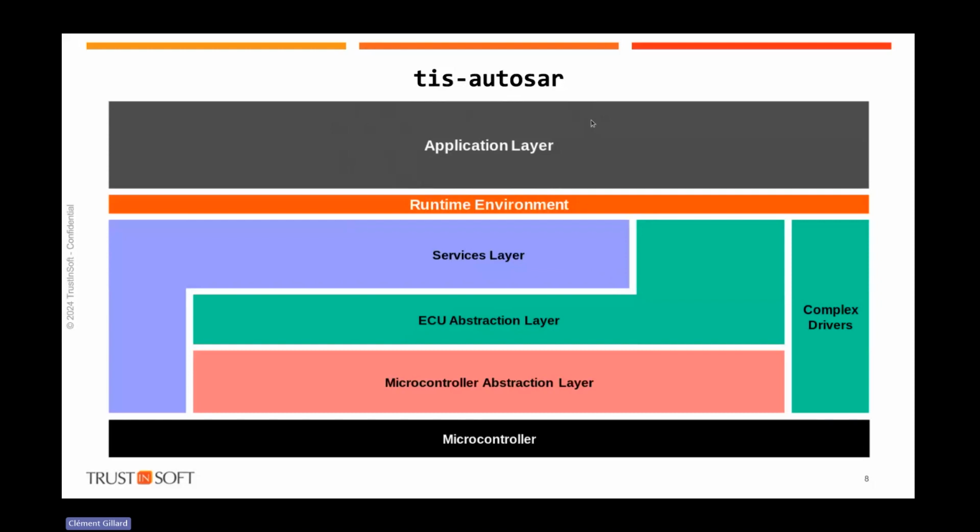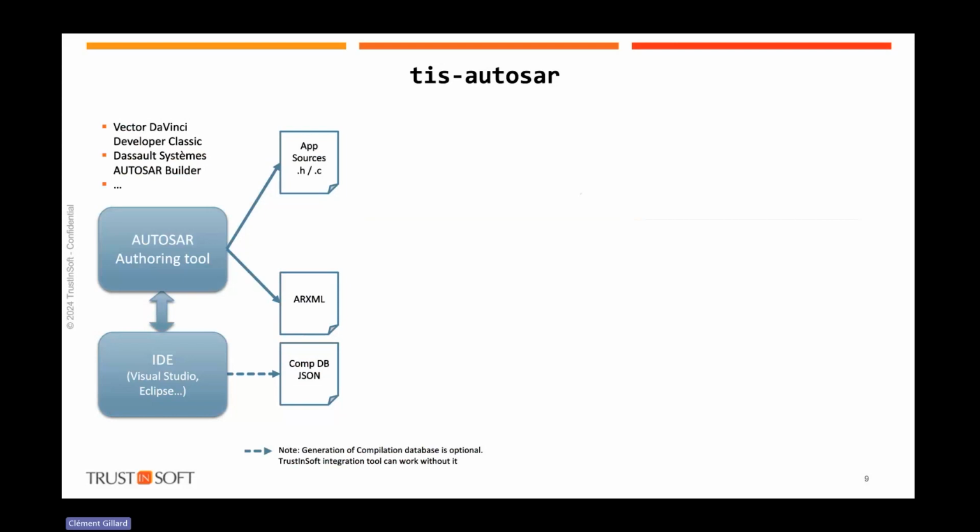And you can see that this application layer only ever interacts with a runtime environment, which is provided by whoever is also providing all of the drivers and abstraction layers on top of the actual hardware. So typically, when you are developing your AUTOSAR application, you're using an authoring tool, which is interacting with your IDE. And the output of that authoring tool is, on the one hand, the sources, so all of the .h and .c files that represent the code of your application. And there's also an AUTOSAR XML file, or AR XML, which describes all of the interfaces of your application.